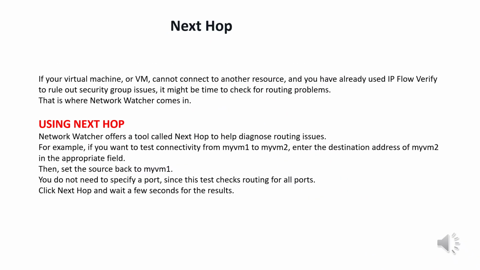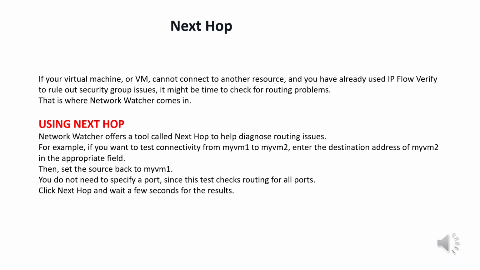If your virtual machine, or VM, cannot connect to another resource, and you have already used IP Flow Verify to rule out security group issues, it might be time to check for routing problems. That is where Network Watcher comes in. Network Watcher offers a tool called Next Hop to help diagnose routing issues.